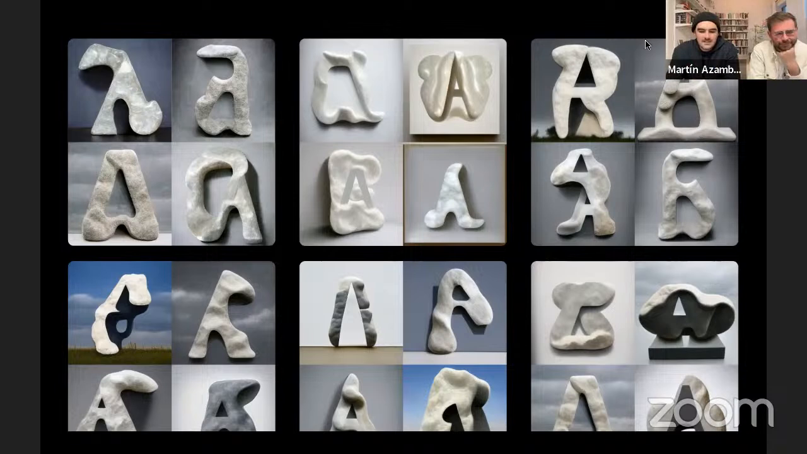And the results, as you can see, for example, letter A sculpted by Gerard, were all these amazing sculptures of letter A. A lot of this could be a starting point of an amazing typography. I mean, for example, top left is one of my favorites.